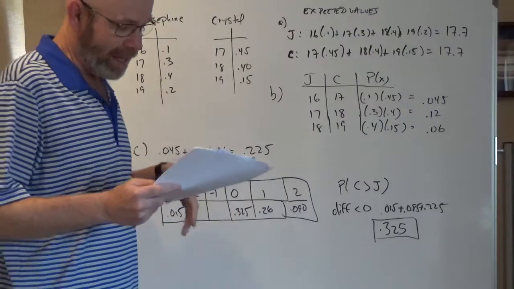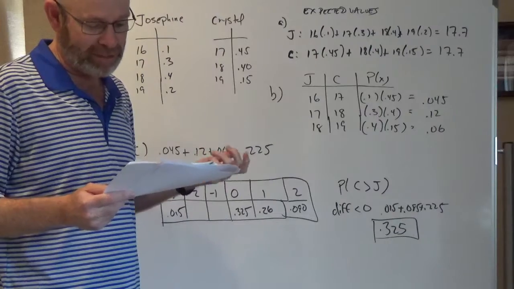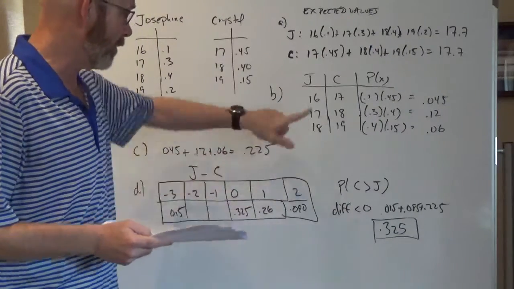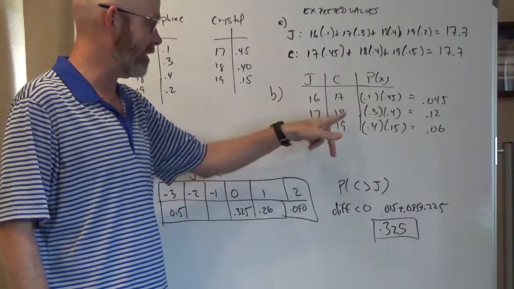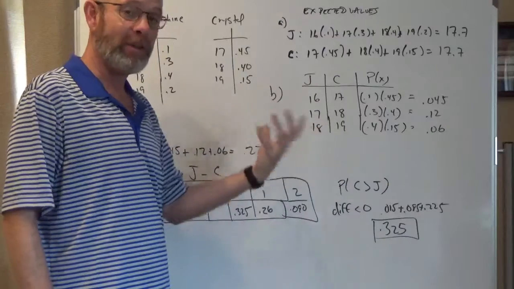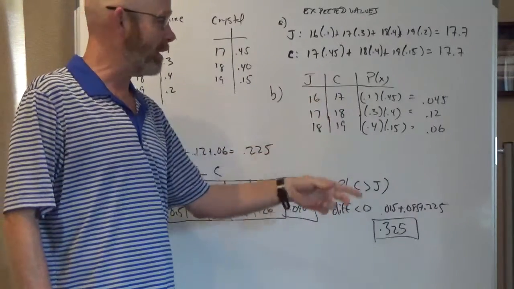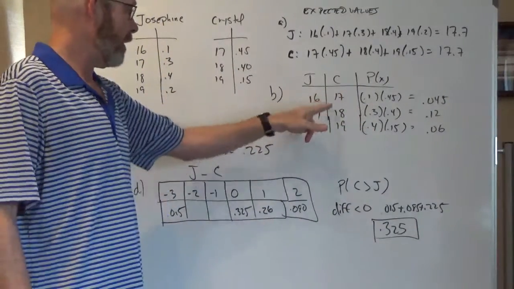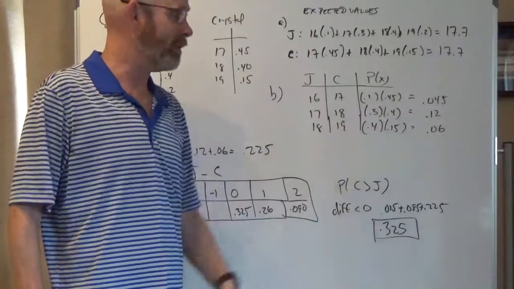list all the ways. It says, suppose Josephine scores 16, Crystal scores 17. The difference is -1. List all the combinations of things that'll get you -1 and their probabilities. So the combinations are Josephine 16, Crystal 17; 17, 18; 18, 19. They're independent of each other. So if I want to find the probability of this outcome happening, I just multiply Josephine 16, which is the 0.1, and Crystal 17, which is the 0.45. So they did that for all 3 of those.